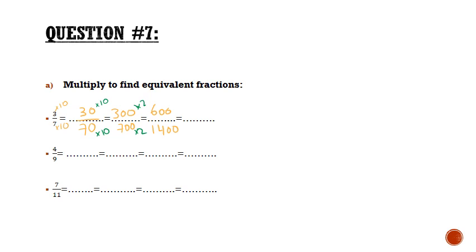Now what do you think I should multiply by? 10. Another 10. Yes, you can. So what do I get? 6,000 over 14,000. Is it clear? Yes. You can multiply by any number you want, but I prefer 2 and 10 because there are fewer calculations, okay? Good.